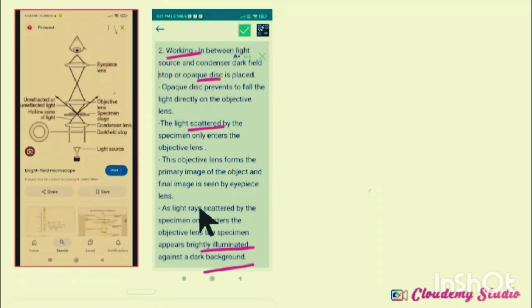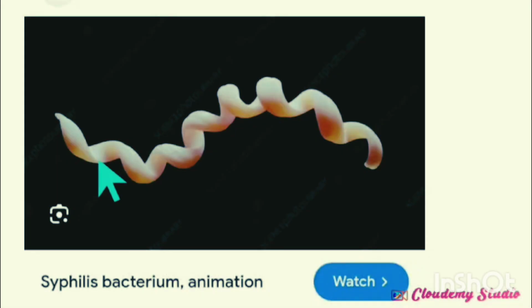So as only the light rays scattered by the specimen enter the objective lens, the specimen appears brightly illuminated against a dark background. So here the specimen appears brightly illuminated and the background is dark. Here is the animated picture of the syphilis bacterium. We observe the brightly illuminated bacterium against a dark background.